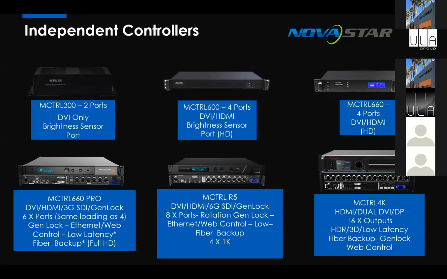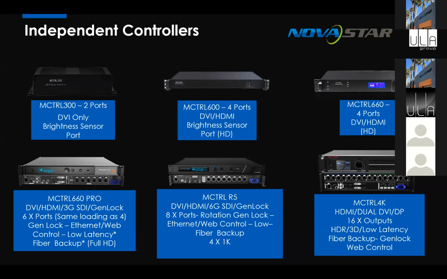One of the first things we're going to talk about very briefly is the difference between these controllers. Fundamentally, these are the independent controls without scaling and what their use cases are. The M-Control 300 is a very basic one, and same with the 600. Predominantly they're used for fixed installations of smaller screens under HD, depending on your port loading and your screen size. The M-Control 660 is the older generation that was shipped out for the rental production industry. It's got some primitive controls on the front, but you do have some function there.